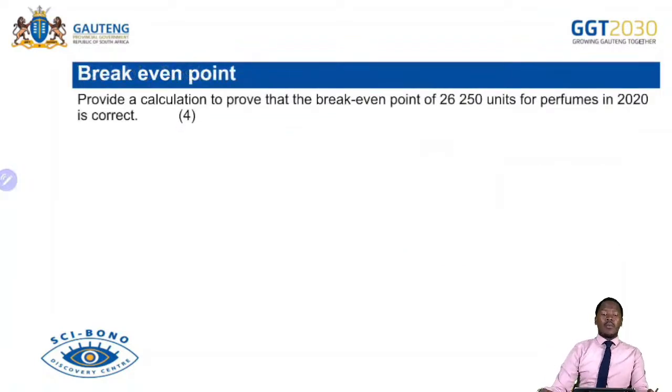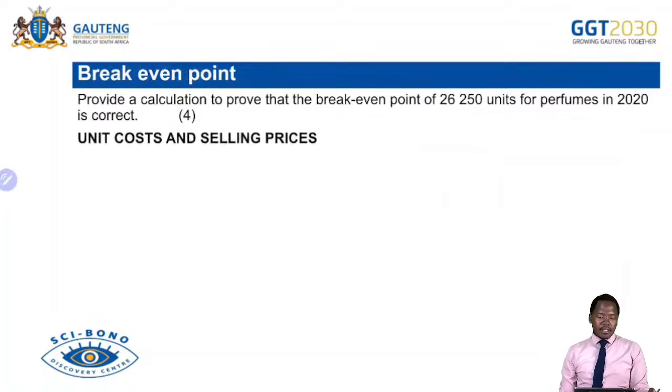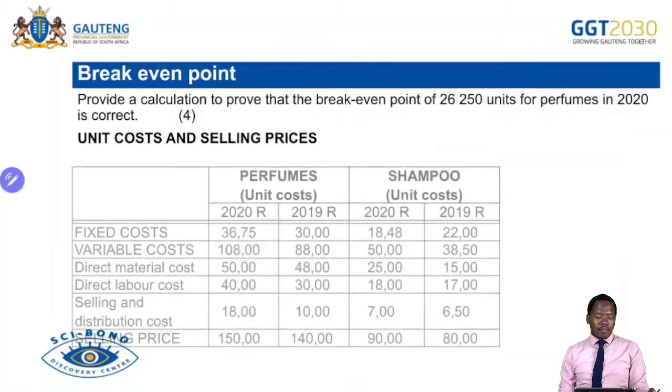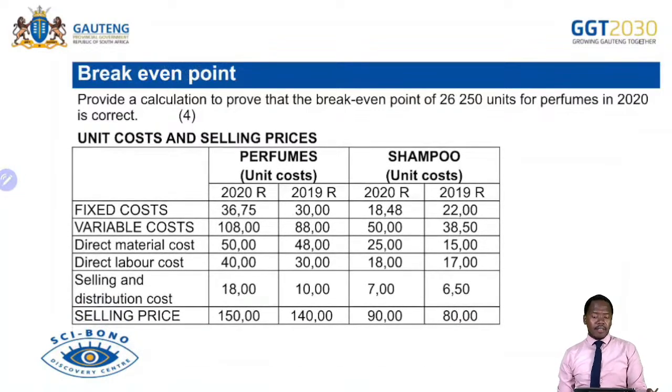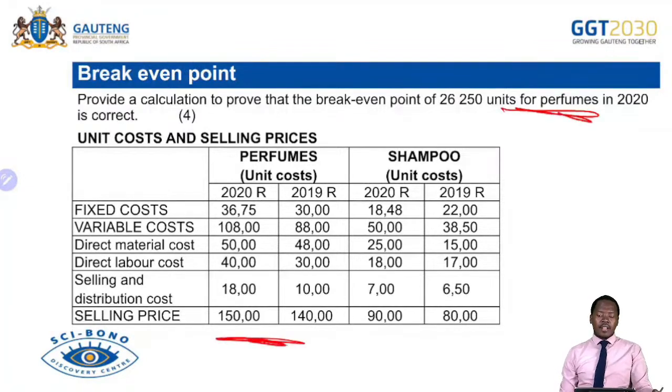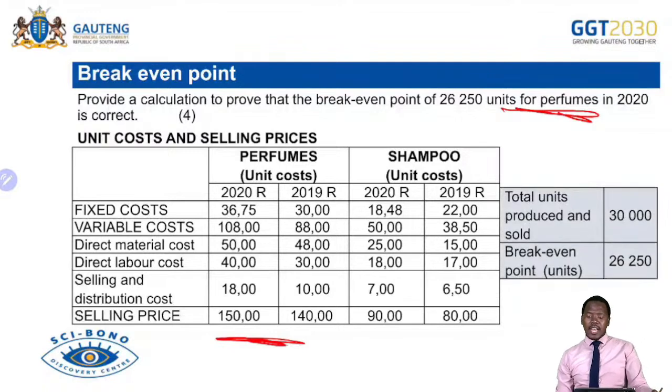Then moving on, we are now looking at the calculation of break-even point. For the calculation, we are given that information. We are calculating break-even point for perfumes. Right. For that calculation now, we are given the total units produced and sold. Break-even point is given to us as 26, so we must prove 26,250.